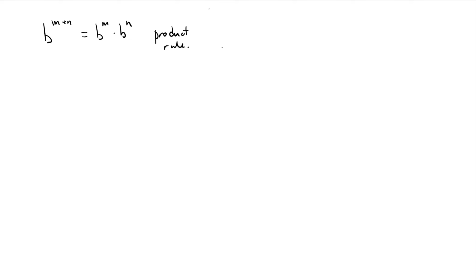Okay, so I'm going to do something that's maybe kind of awkward. I'm going to let big M be b to the little m, and big N be b to the little n. Now I'm going to rewrite each of these exponential equations as logarithmic equations.